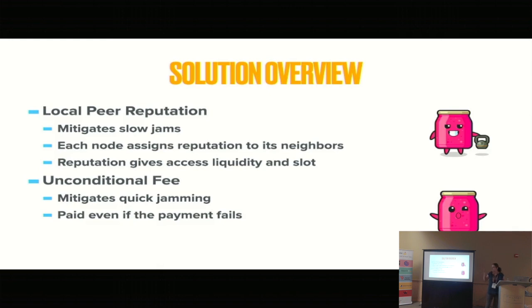This is paid even if the payment fails. So unconditional doesn't matter if failing or succeeding. And it's softly aimed to compromise the jammed node. So if we're thinking about a routing node, there's a usual traffic of business, and usually 20 of the slots are taken up by actual users, and there's some fees that we get.